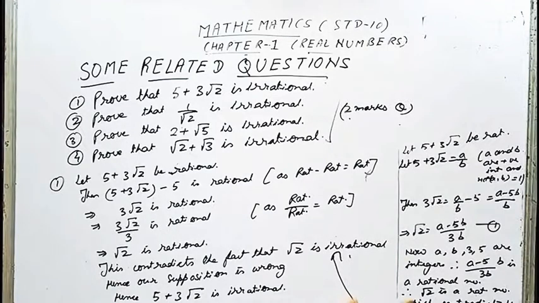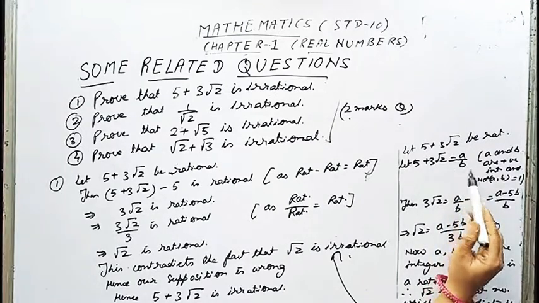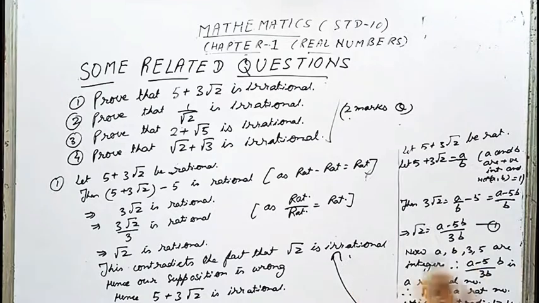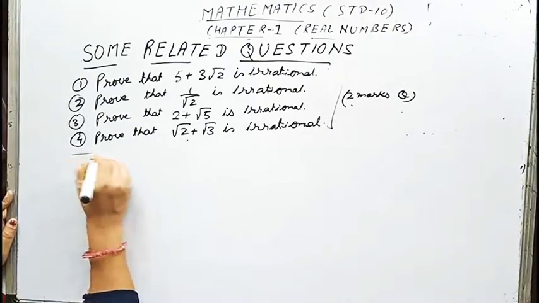Same thing we have done here. We have taken this 5 plus 3 root 2 as a rational number in the form of a by b, and taken all the numbers on the right side except the irrational number which we know is irrational. So here a, b, 3 and 5 are integers, so their operation will be a rational number. Therefore root 2 is a rational number, which is a contradiction to the fact that root 2 is irrational, and hence proved. Let us go to question number 2.